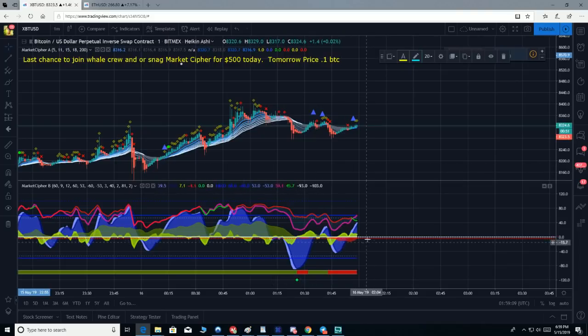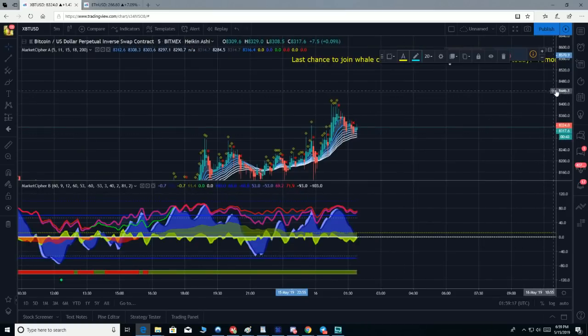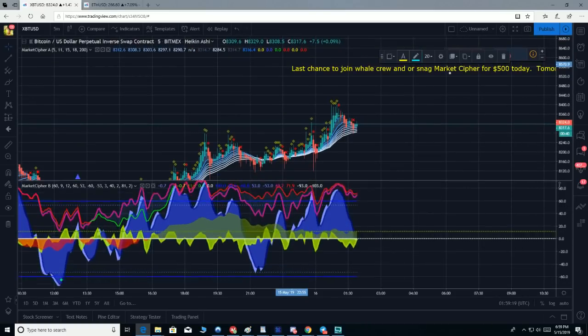Money flows dipping in the red. Movement slowing down. On the 1 minute, that is.